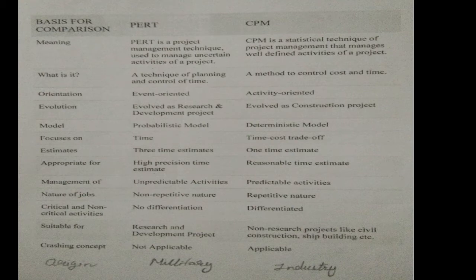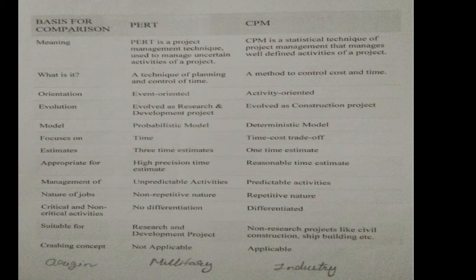The very first criteria which specifies the difference between PERT and CPM is meaning. PERT is a project management technique used to manage uncertain activities of a project, while on the other hand, CPM is a statistical technique of project management that manages well defined activities of a project. The second criteria of difference is what it is. PERT is a technique of planning, scheduling and control of time. On the other hand, CPM is a method to control cost and time.